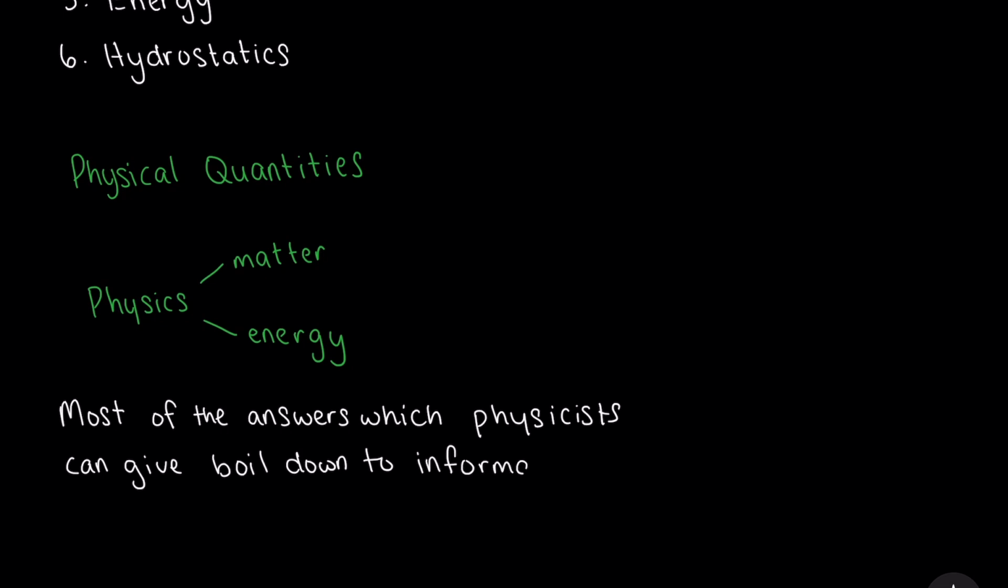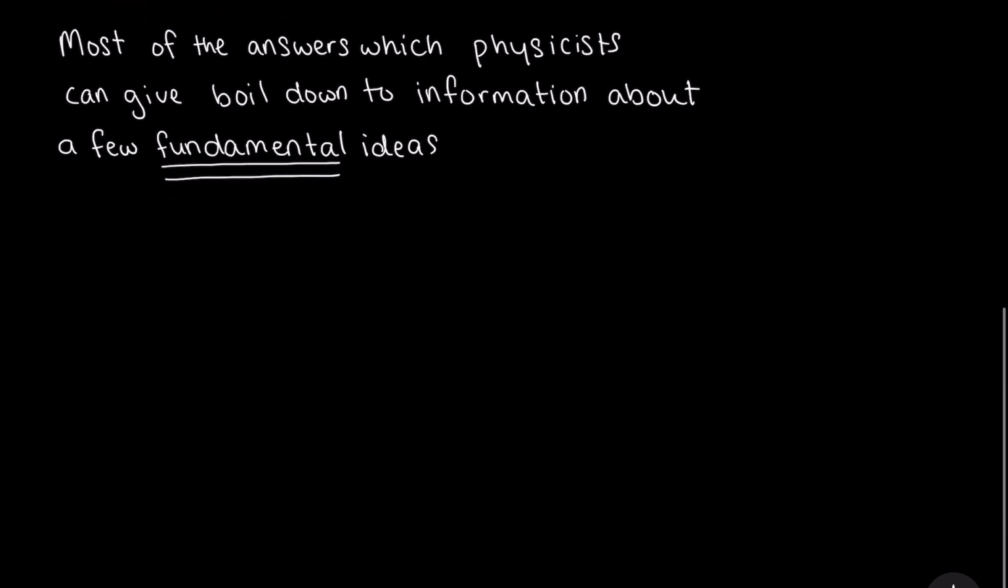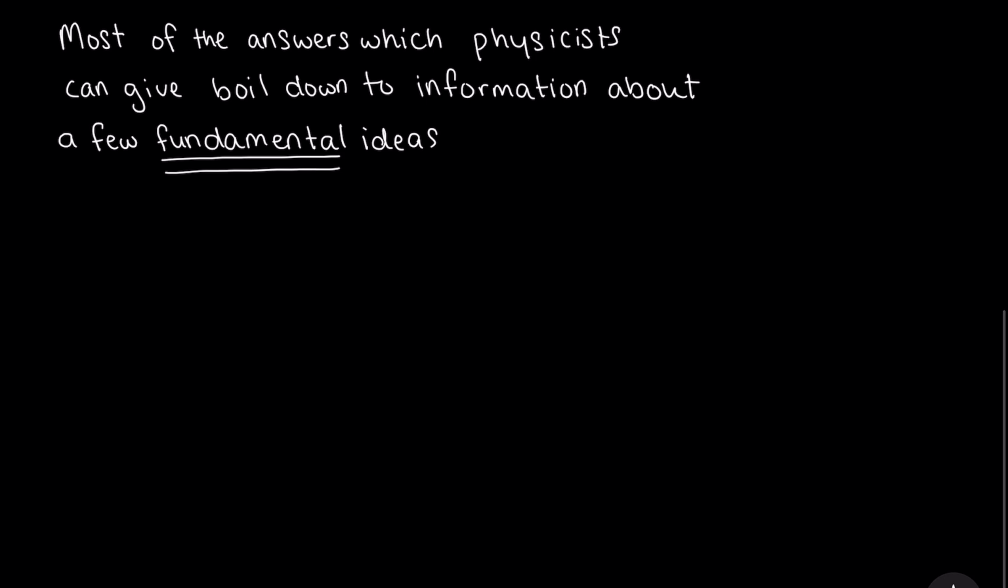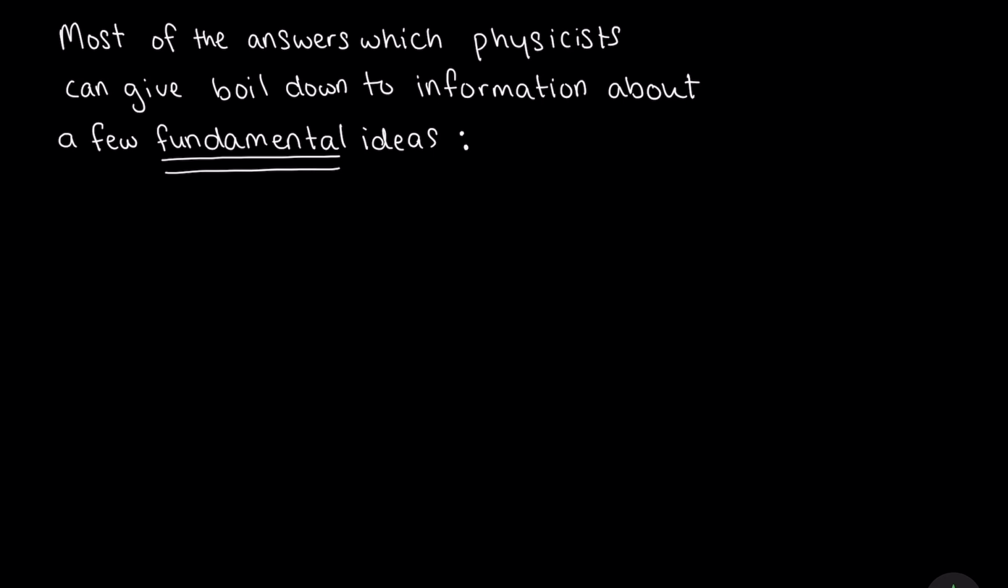Most of the answers for these kinds of problems that we start thinking about, which any physicist can give us, boil down to information about a few fundamental ideas. So I know what I just said might have been confusing in terms of matter and energy and all these things, but that's the higher level stuff. Now we're just looking at a few fundamental ideas, and those are a lot more simple to think about. So there are 7 of them, and we call those our fundamental quantities.